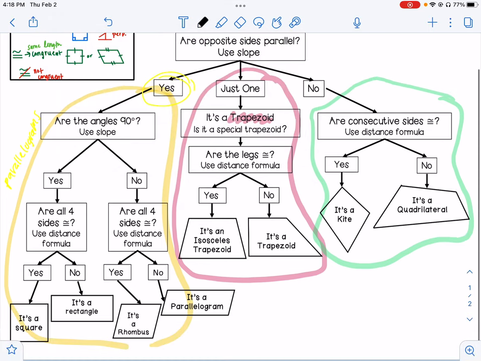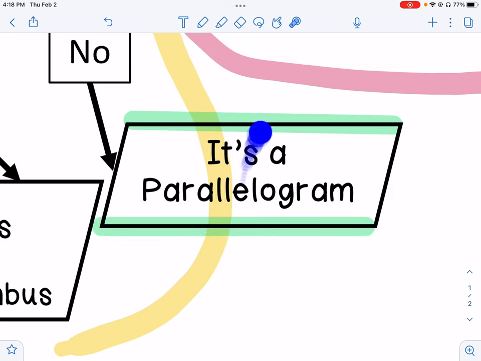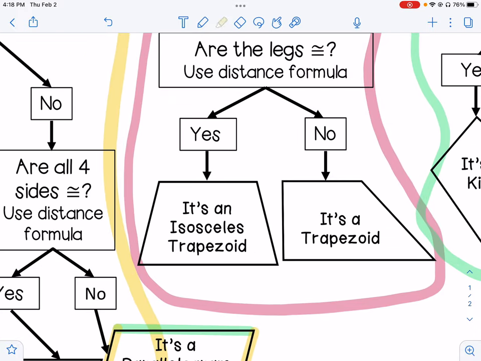When I say opposite sides, I do want to clarify that. This and this would be considered opposite sides because they're on opposite sides of the shape. Furthermore, this side and this side would also be considered opposites because they are also on opposite sides. So if both the green lines are parallel and the yellow lines are parallel, we know it is a type of parallelogram.